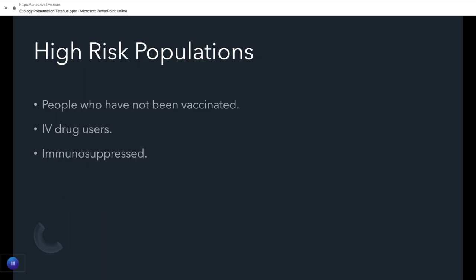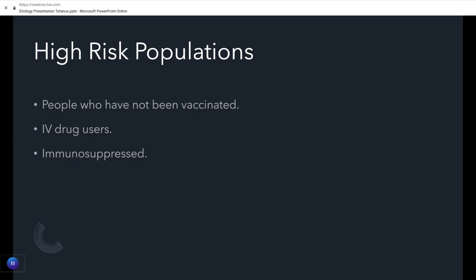Here are some examples of high risk populations that are at higher risk of potential for infection of tetanus. People who have not been vaccinated, so people who are not caught up on their booster shots, IV drug users, or people who are immunosuppressed. So, someone who is already sick, they're vulnerable to getting this infection.